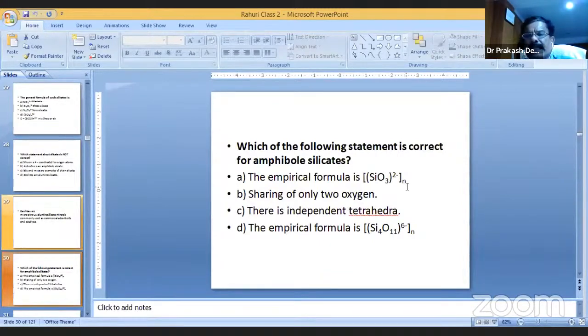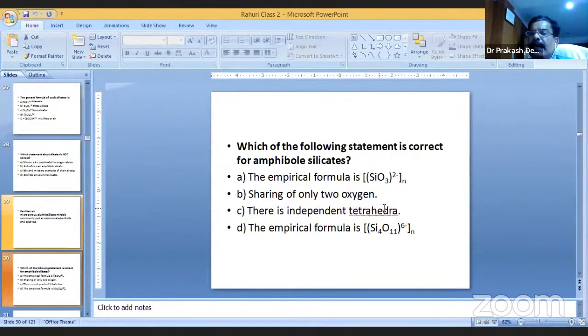In the previous question, there was sharing of only 2 oxygens, but here it shares 3 oxygens inside. I've shown that in the diagram. There is no independent tetrahedra, no way, no chance, because it is a double chain, 2 single chains cross-linking each other. So then the empirical formula is Si4O11, 6n. That could be the formula. So the options that I'm selecting here are based on elimination, because I know that.